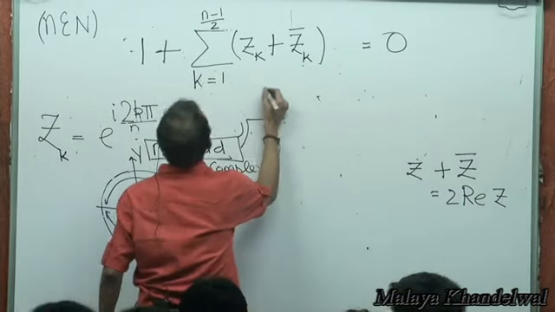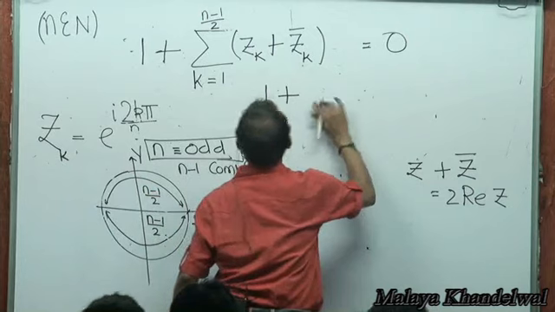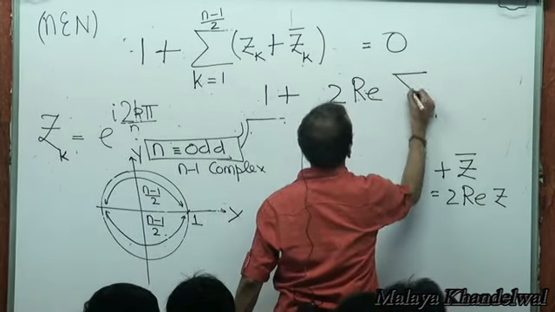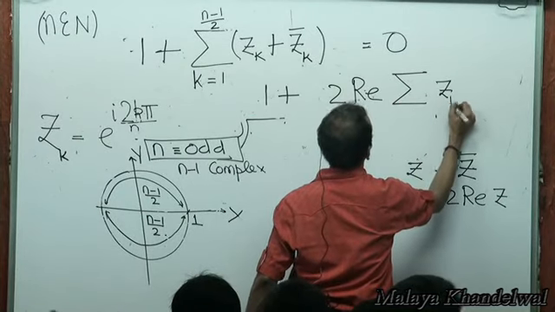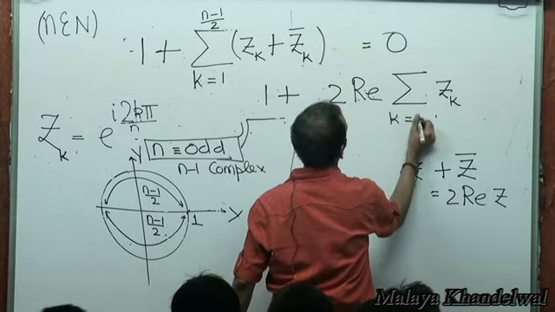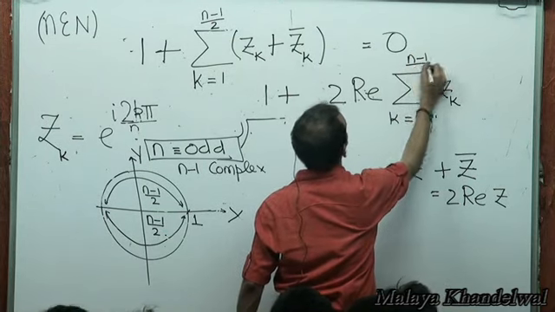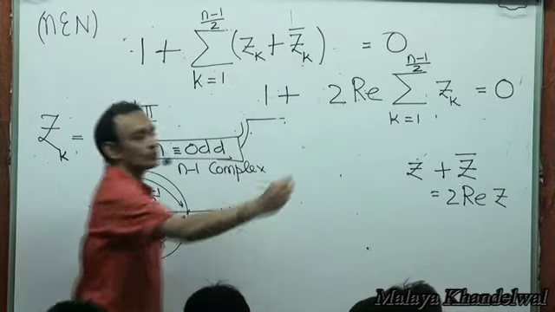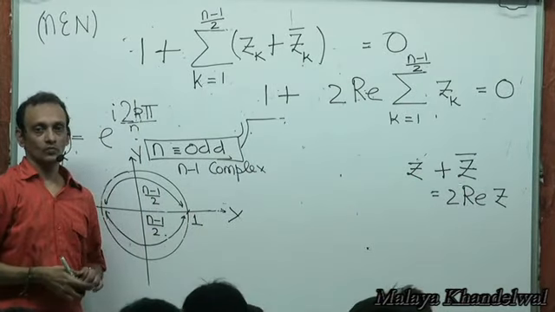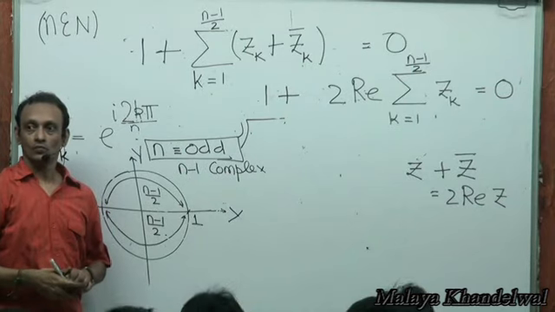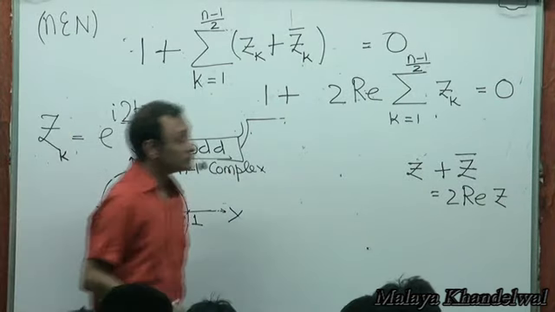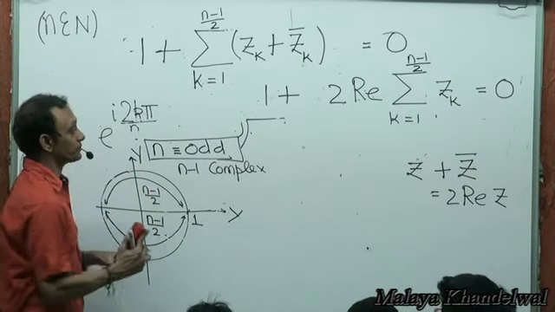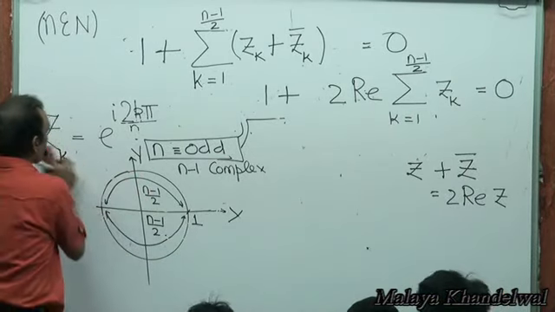Clear? So this would be 1 plus twice the real part of zk, k equal to 1 to n, minus 1 by 2. That must be 0. Yes or no? Right? Now, so far so good, right?